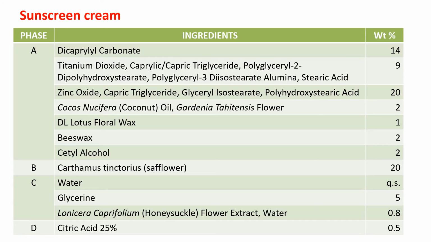This is just a general formula for preparation of sunscreen agents, and the major active ingredients for the sun shielding effect are titanium dioxide as well as zinc oxide. So these two components are essentially present in almost all the sunscreen agents. Now, the entire formula has been divided into four subcategories like A, B, C, and D.